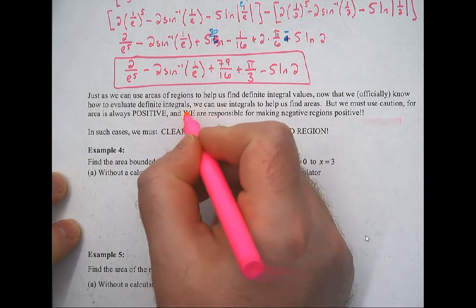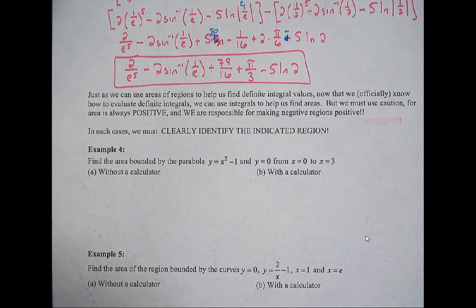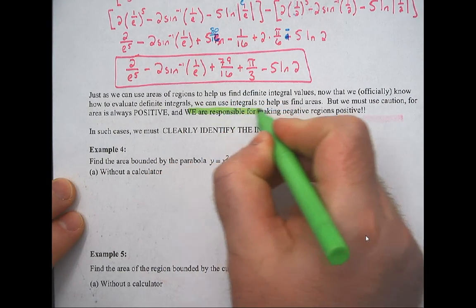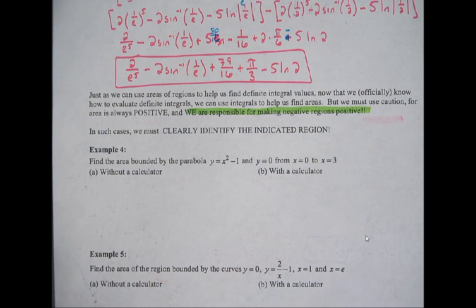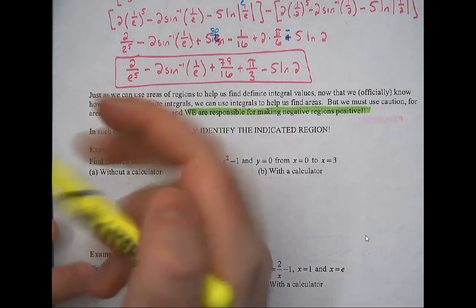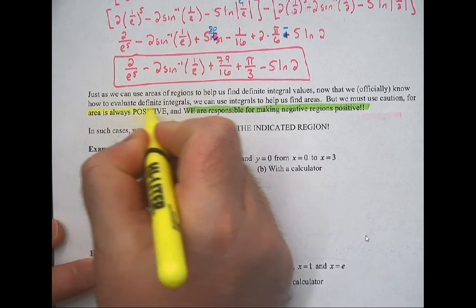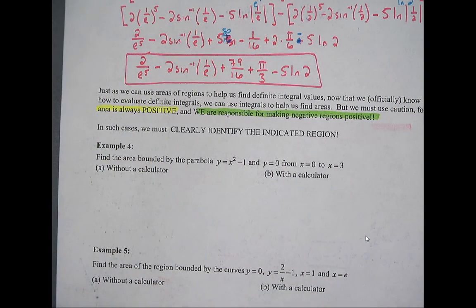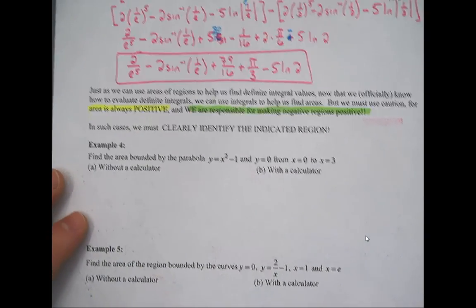So we are responsible. I just used pink. I'll go with a different color. We are responsible for making negative regions positive if we're trying to find the area. Okay, area is always positive, so we are responsible for making the negative regions positive. So how do you know if the area is going to be negative or positive? Well, you've got to make a little sketch.